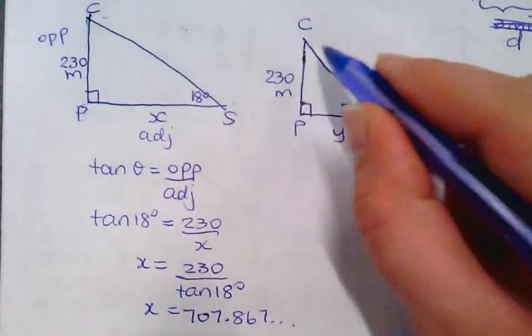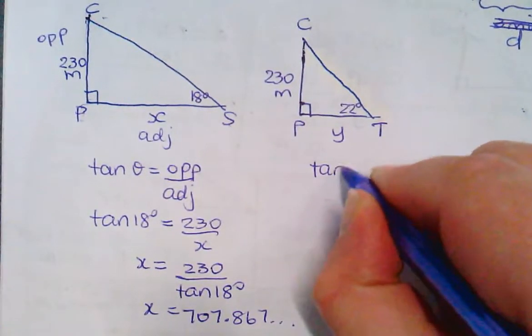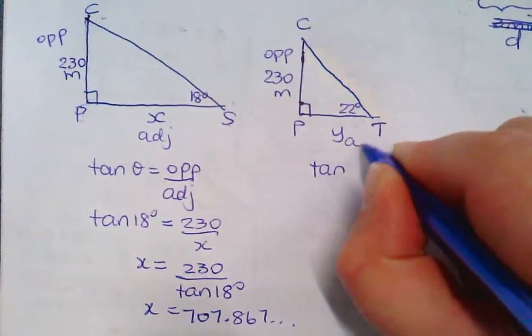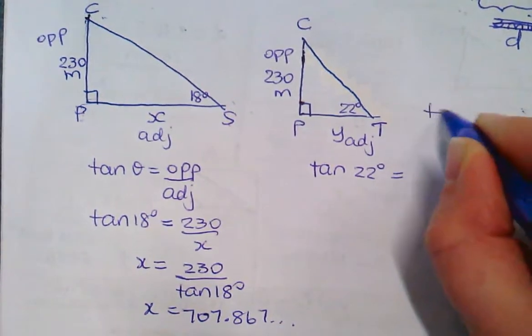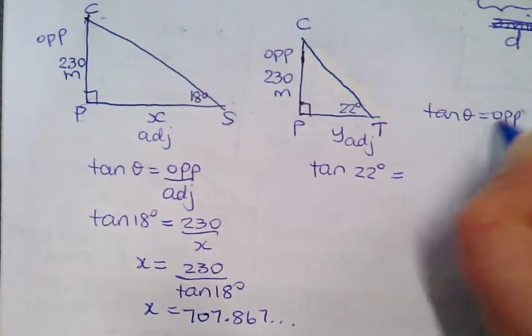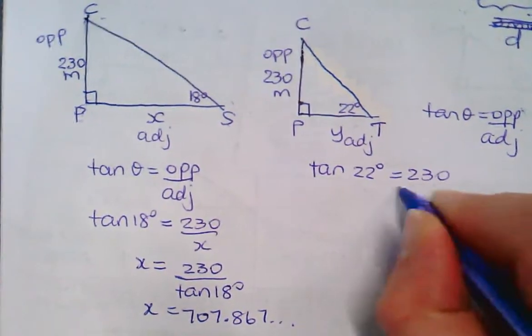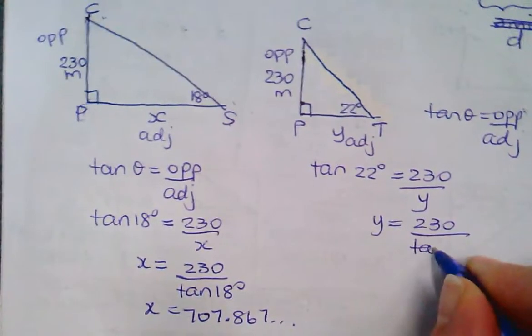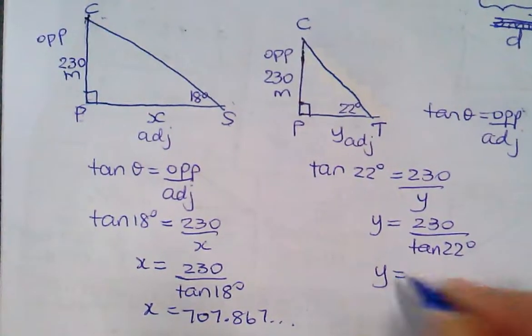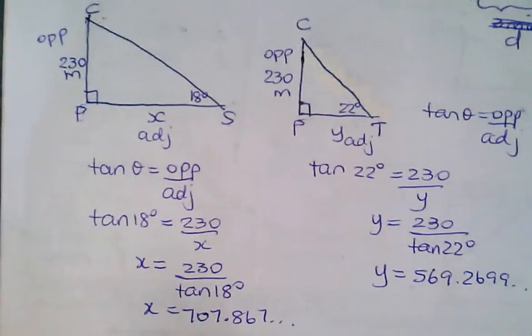Now, using the smaller triangle, I'm trying to work out this length Y. Again, we've got the opposite, we've got the adjacent, so tan of 22 degrees. Again, we're using tan theta is opposite over adjacent. So tan of 22 degrees is opposite 230, adjacent is Y. So Y equals 230 over tan of 22 degrees. We can work out Y. Y is 569.2699.